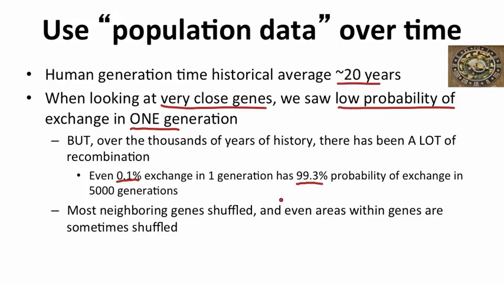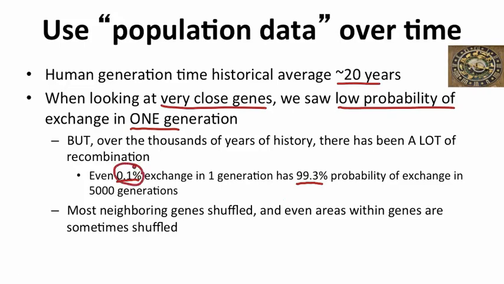You can think of it like flipping a coin. Your odds are 50% of getting heads with one coin flip. But what are your odds of getting at least one heads if you flip the coin 50 times? It's very, very high. Same sort of thing happens even when you have very low probabilities of exchange.